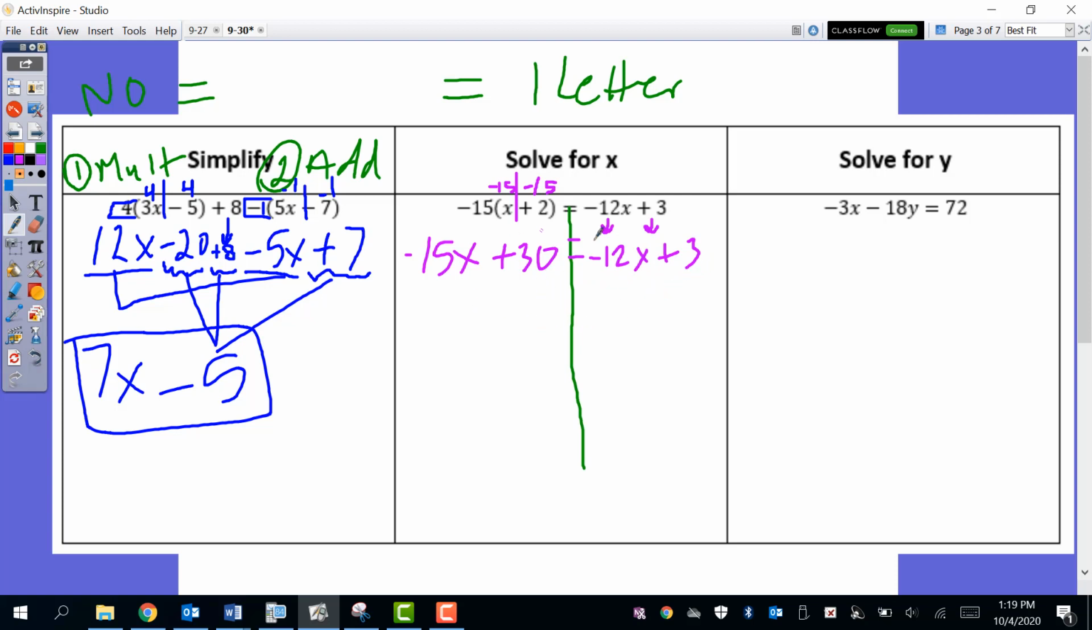Next step is move the x's. So I need to pick one of these x's to move. It does not matter which one you move. So I'll move 15. Why not? It's a negative 15 right now. So to move 15 to the other side, I'm going to have to plus 15x.